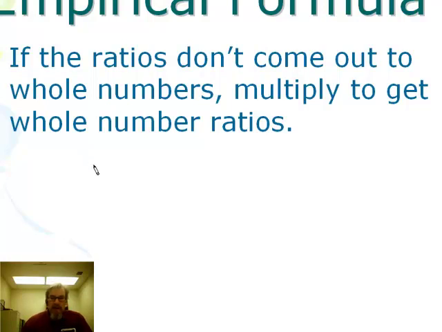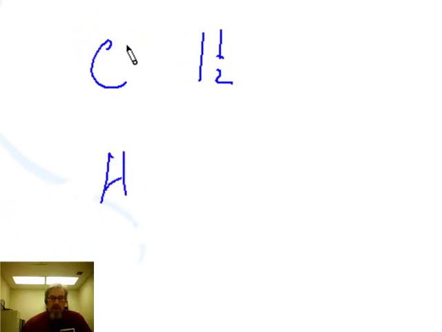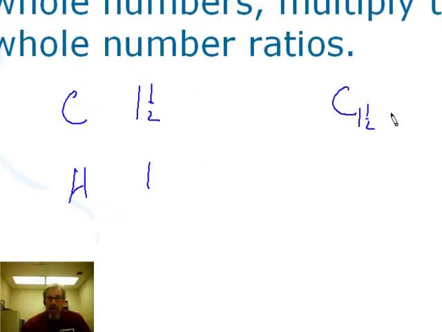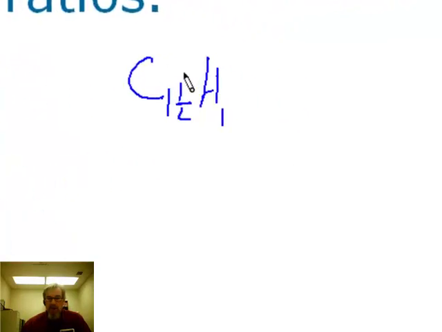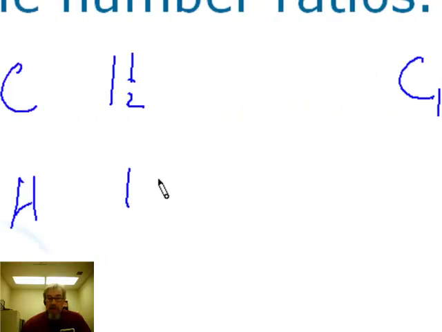Like, let's say, for example, that instead of being able to round to 2, I have to go to 1.5. So let's say this is carbon and this is hydrogen. My carbon to hydrogen ratio is 1.5 to 1. Well, I can't write a formula that says C1.5 H1 because this means atoms, and there's no such thing as a half of an atom. But here's what I can do.